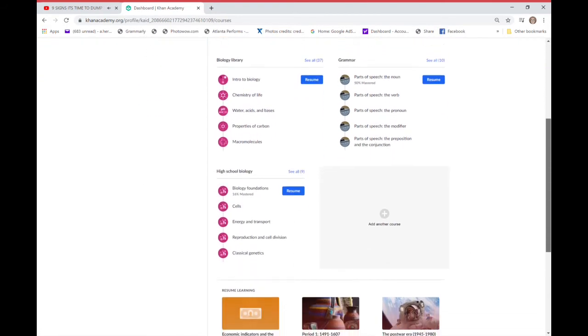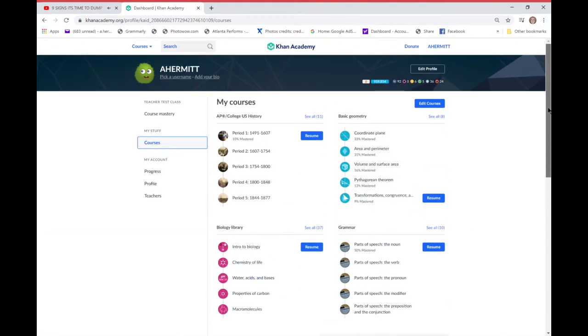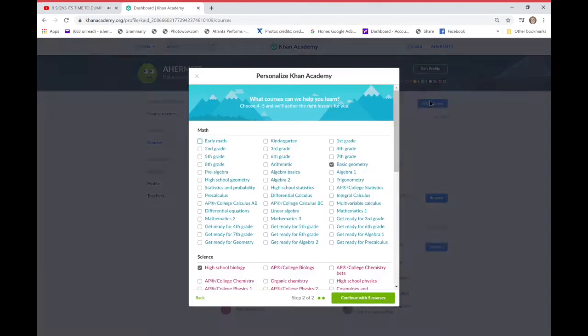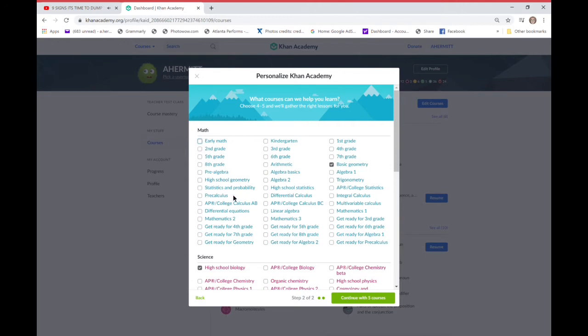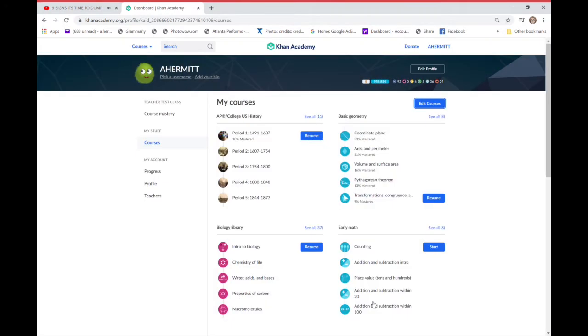These are subjects that I've played around in, and what I wanted to do here was to pull up something that is no longer there, which was they had early math, and then they had elementary math, and then they had middle school math and high school math in addition to each individual grade, and now they basically have it just to the grades.